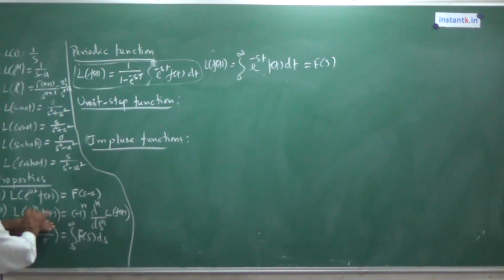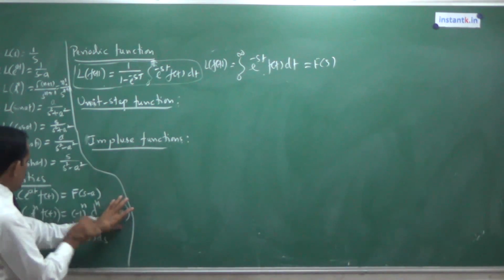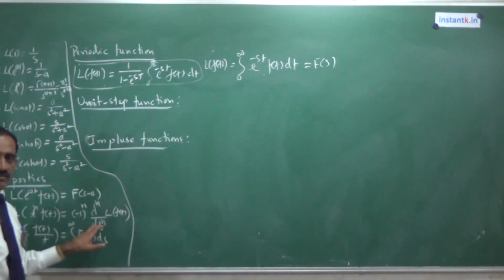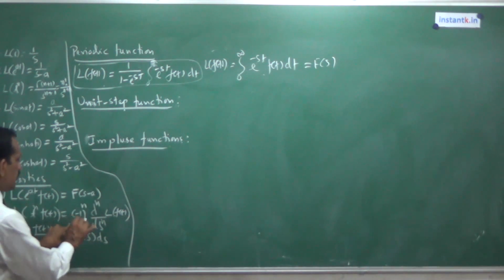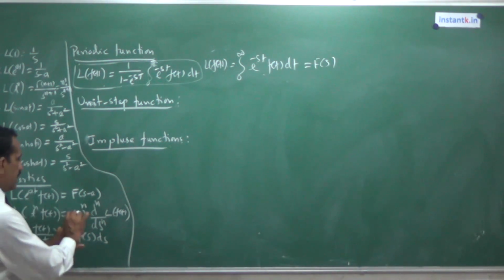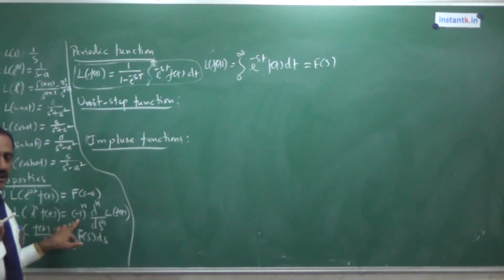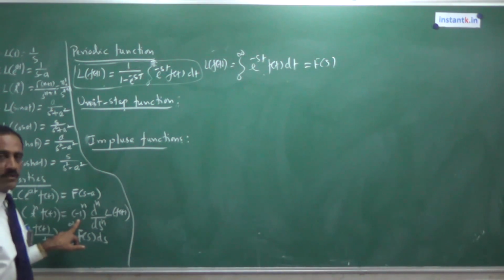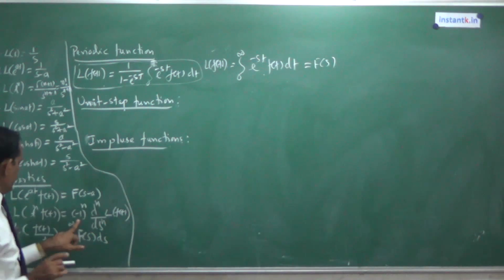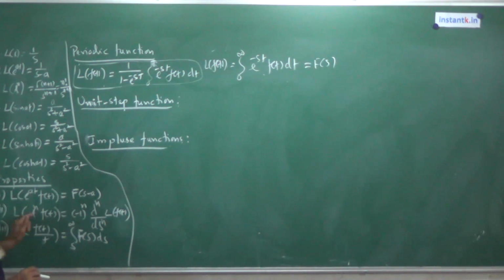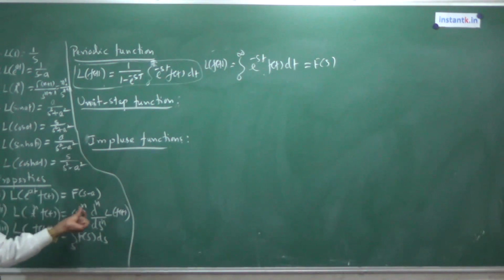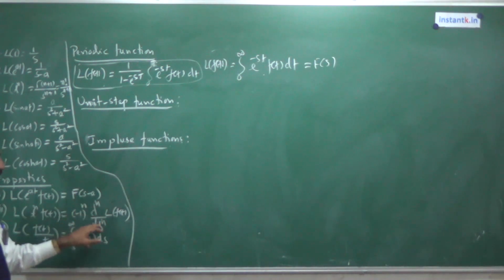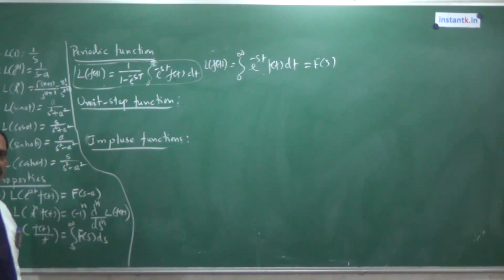Next, if it is of this type, t to power n into f of t, how to get it? That is the second property. You differentiate the Laplace transform of f of t n times with respect to s. Then give the sign to that. The sign is nothing but either minus or plus depending on the value of n. That is minus 1 to the power n. If n is even, you get plus 1. If it is odd, minus 1. So the usual question will be for t into f of t. When n is equal to 1, this becomes minus 1 into d by ds of the Laplace transform of f of t.